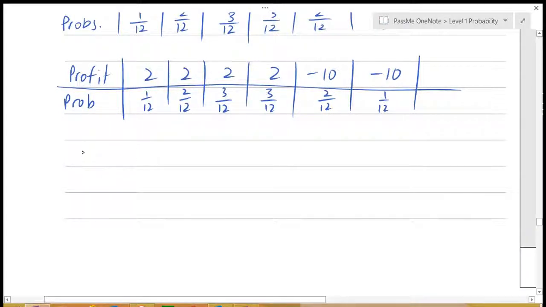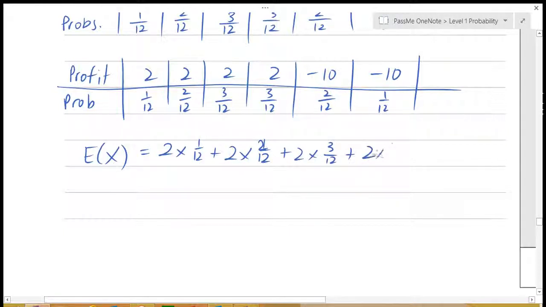So we're going to say that expected value here is 2 times the probability of making $2 profit, plus 2 times the probability of the next $2 profit, which is 2 out of 12, and then plus 2 times 3 out of 12, plus 2 times 3 out of 12, plus negative 10 times 2 out of 12, plus negative 10 times 1 out of 12. Alright, so we want to put that into a calculator and work out what that comes to.